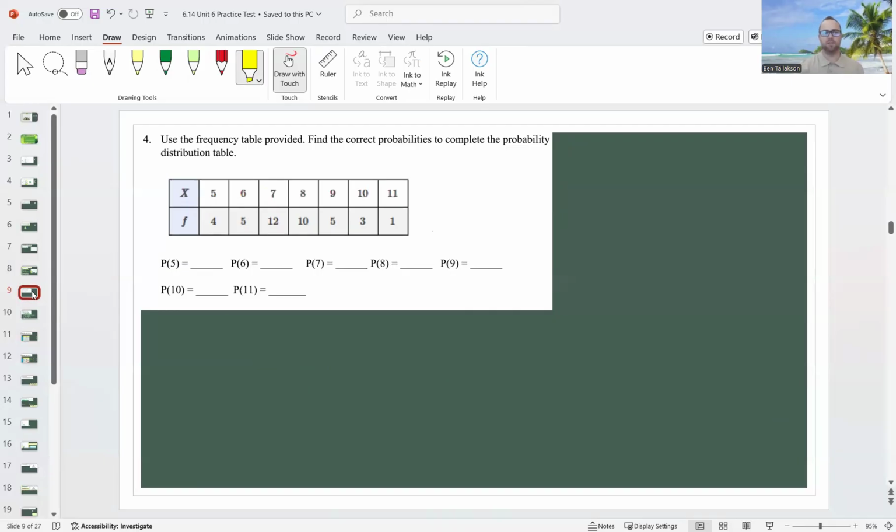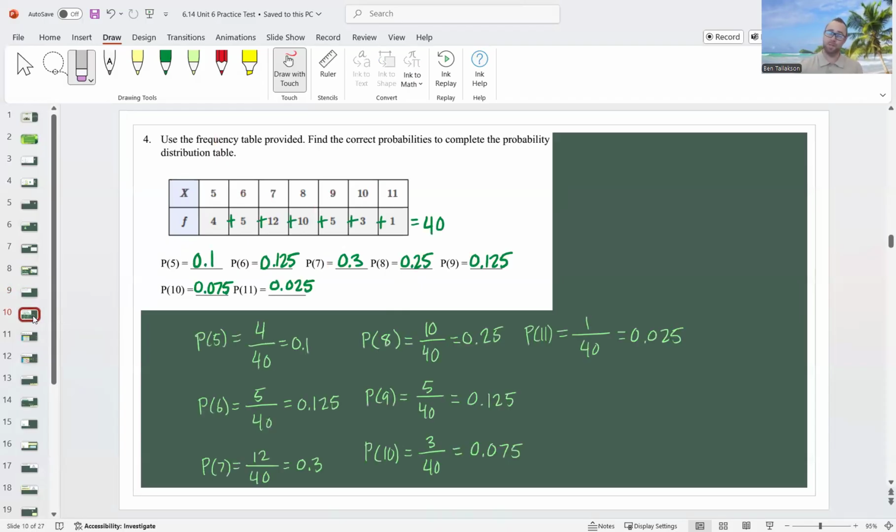Give it a try. Use the frequency table provided, find the correct probabilities to complete the probability distribution table. There is no probability distribution table like we did on the last one, so basically you're filling in the blanks. I hope you realize this is pretty much the same as the last problem, minus the bar graph. Don't have to do it.